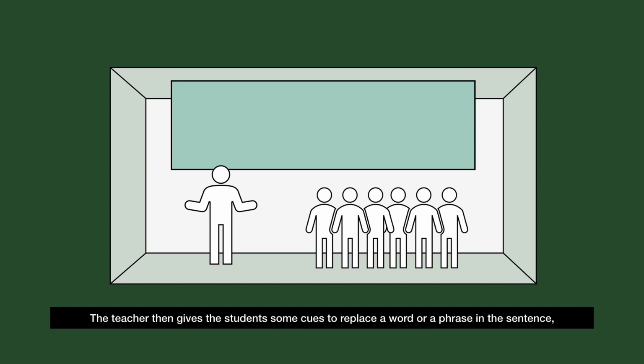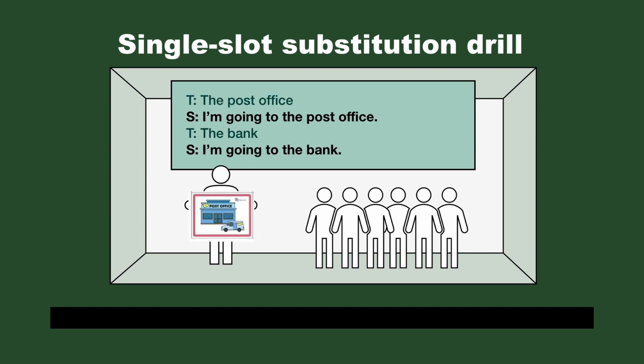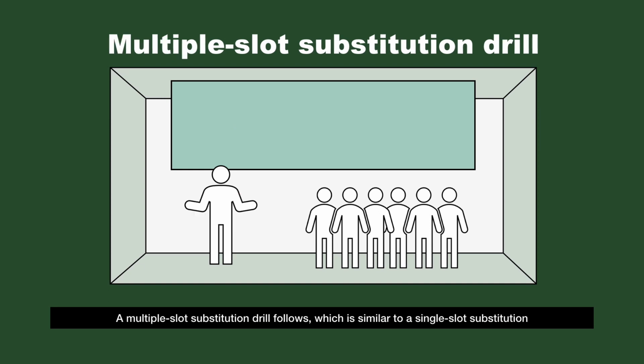The teacher then gives the students some cues to replace a word or phrase in the sentence, which is called the single slot substitution drill. It goes like this. The teacher shows a picture of a post office and says, "The post office." The students respond with, "I'm going to the post office." Next, the teacher displays a picture of a bank and says, "The bank." The students then say, "I'm going to the bank."